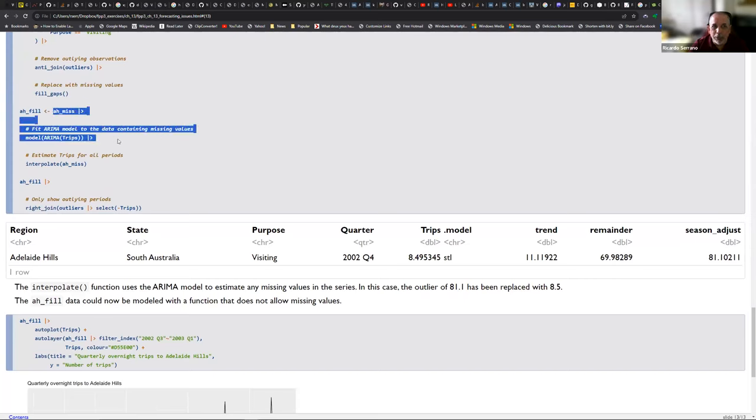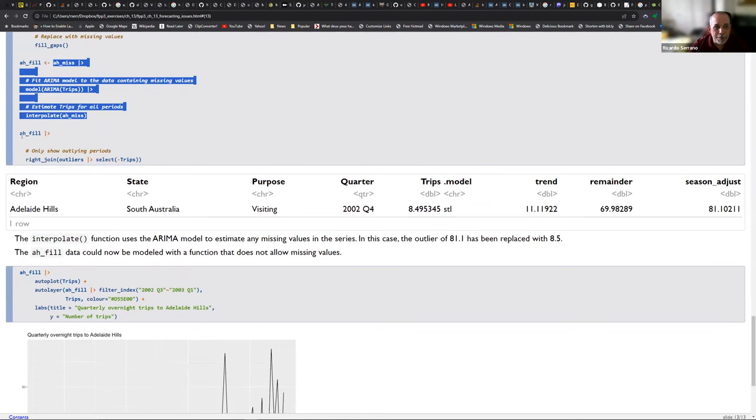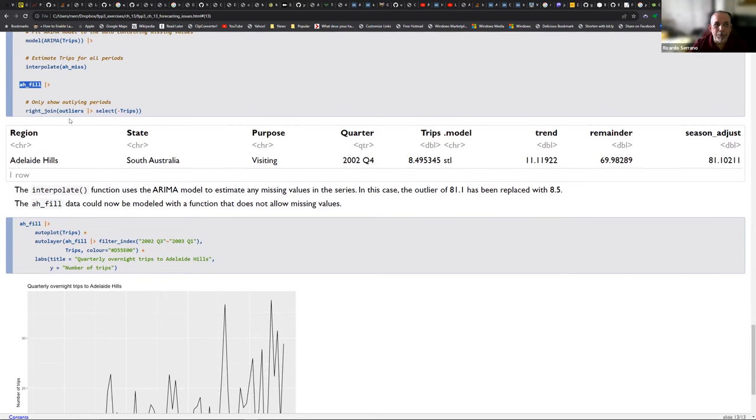Then the AHmiss, we're going to model it with the ARIMA, the whole series. We're not doing training or tests or anything, the whole series. Then we're going to use interpolate to impute those missing values, imputing with interpolation between two points that the ARIMA is going to be giving us, the result of the ARIMA. And then we get this data set called AHFill, which has the ARIMA model and also the imputing of the ARIMA model to those missing values.